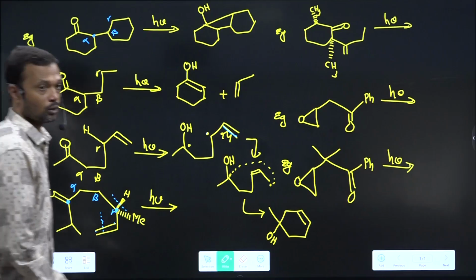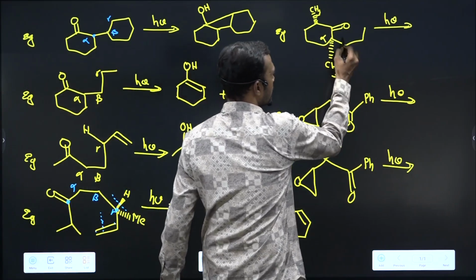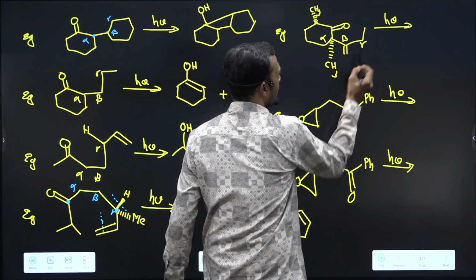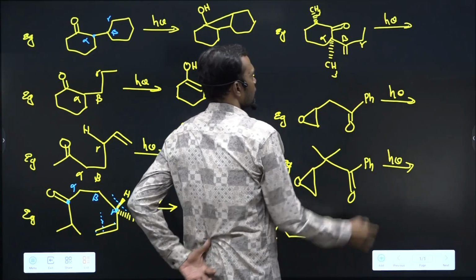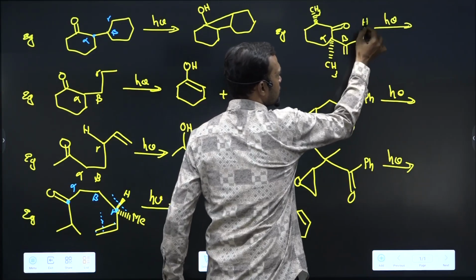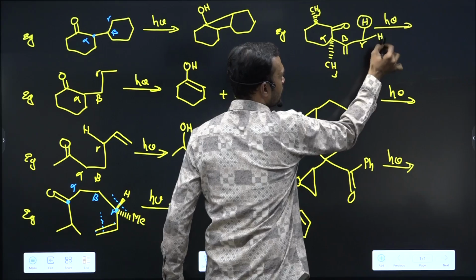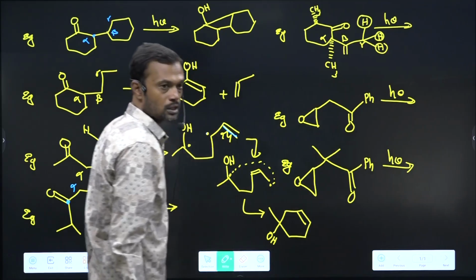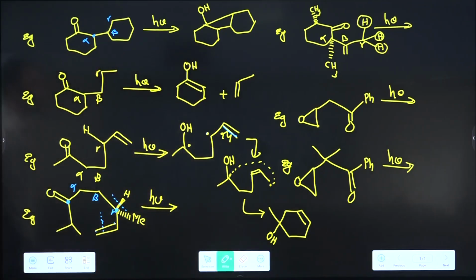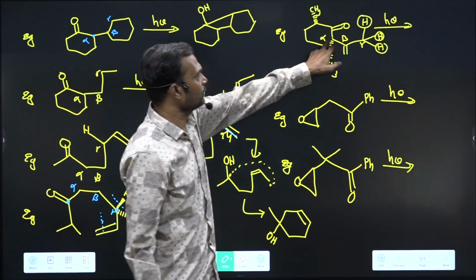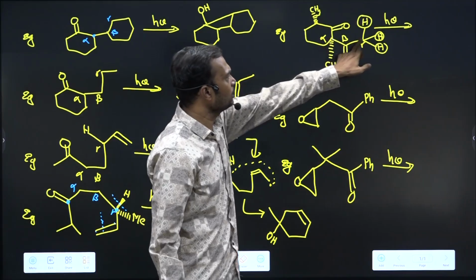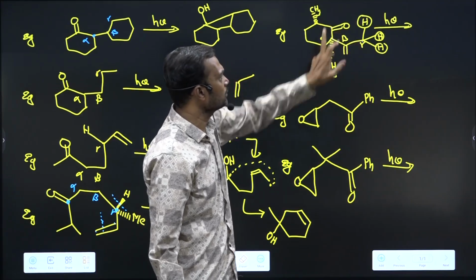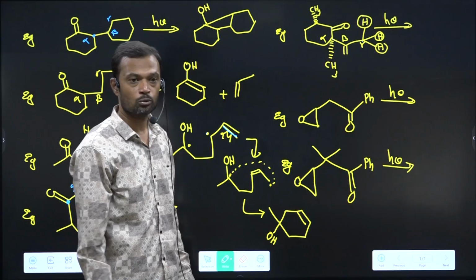Here also cyclobutanol. Alpha, beta, gamma. So this gamma has a hydrogen. Here 3 hydrogens are there, use one of the hydrogens. Cyclobutanol formation. Alpha carbon has no hydrogen. Because this alpha carbon has no hydrogen, the gamma carbon combines with carbonyl. Cyclobutanol formation.